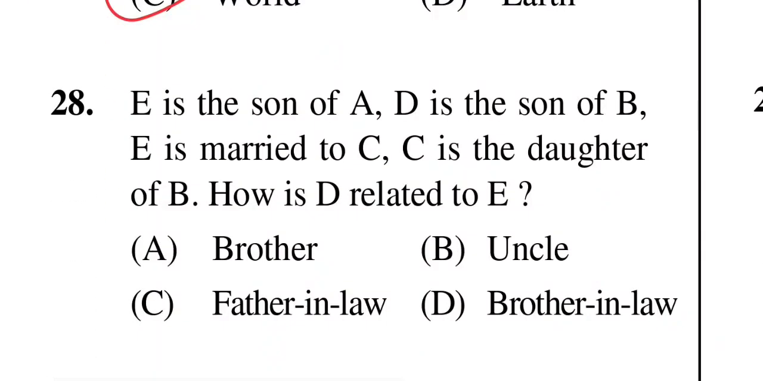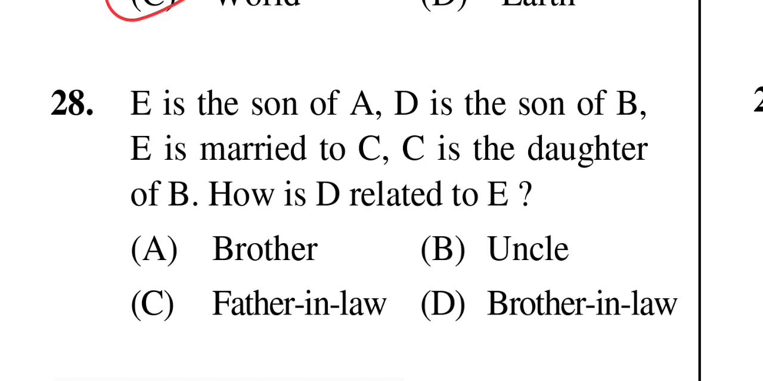28. E is the son of A, D is the son of B, E is married to C, C is the daughter of B. How is D related to E? Question mark. Let me repeat it. E is the son of A, D is the son of B. E is married to C, C is the daughter of B. How is D related to E? Brother, uncle, father-in-law, brother-in-law. Use your brain.